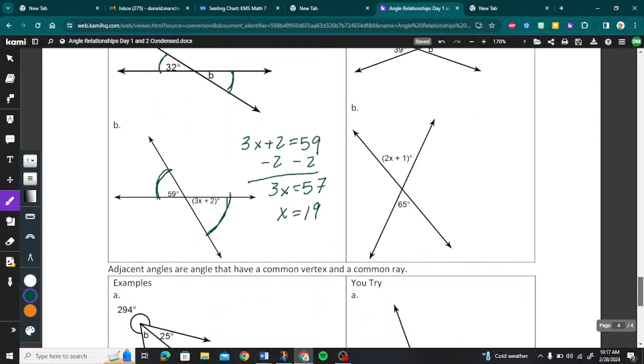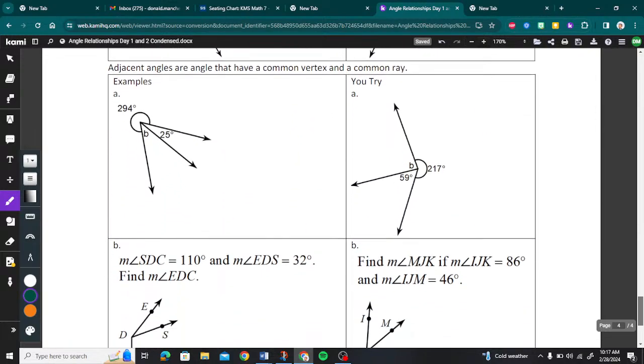Okay, so adjacent angles are angles that have a common vertex and a common ray. If you look right here, 25 has a common ray with the angle labeled B. So that's what makes them adjacent. Now, if you think this through here for a moment, we're going to go around a circle. So we're going to start here.